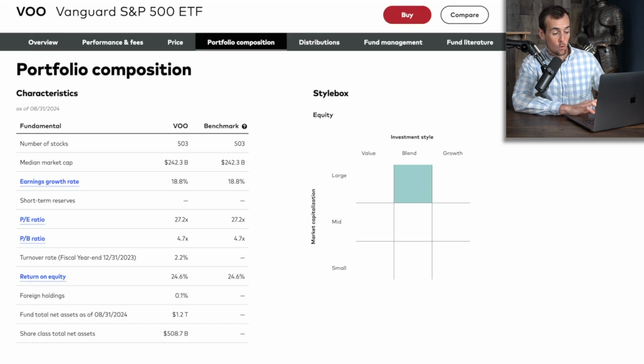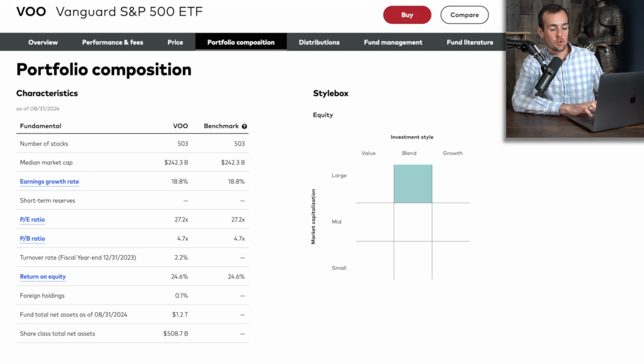Taking a look at the details over here, it mentions, for example, the total amount invested in this fund as of the end of August is 1.2 trillion, which is wild, just how much money is parked right here in VOO. And over here on the right, this style box is also helpful for understanding what you're actually investing in.